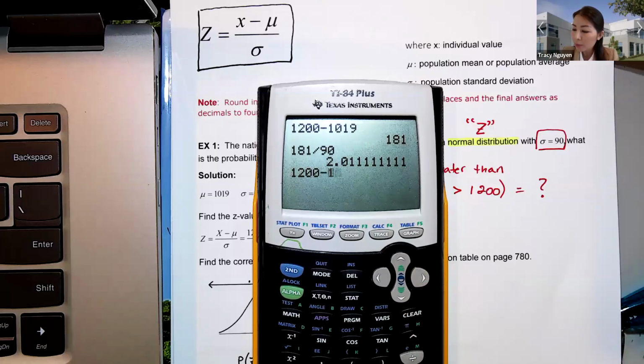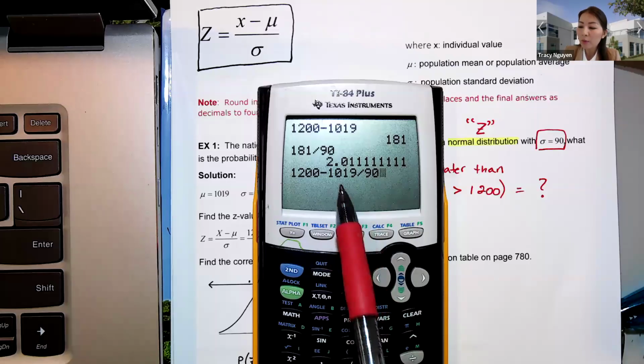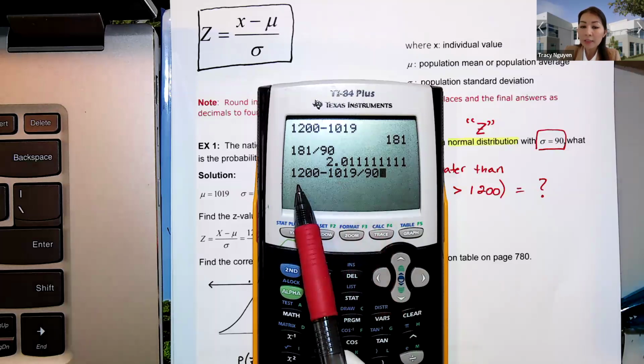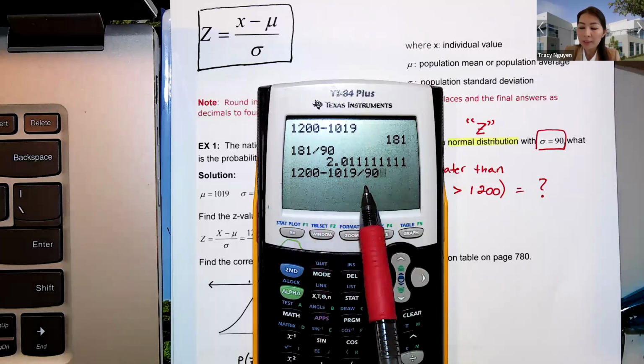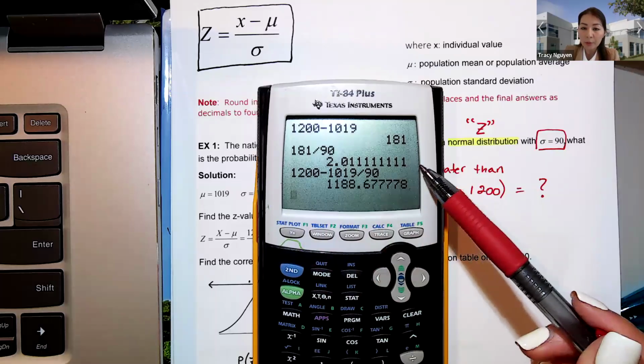1,200 minus 1,019 divided by 90. What happens if we key it in this way? Our calculator would perform the division first. So it would take 1,019 divided by 90, then take 1,200 minus the result. And watch what happens when we press enter. We're not going to get the 2.011.